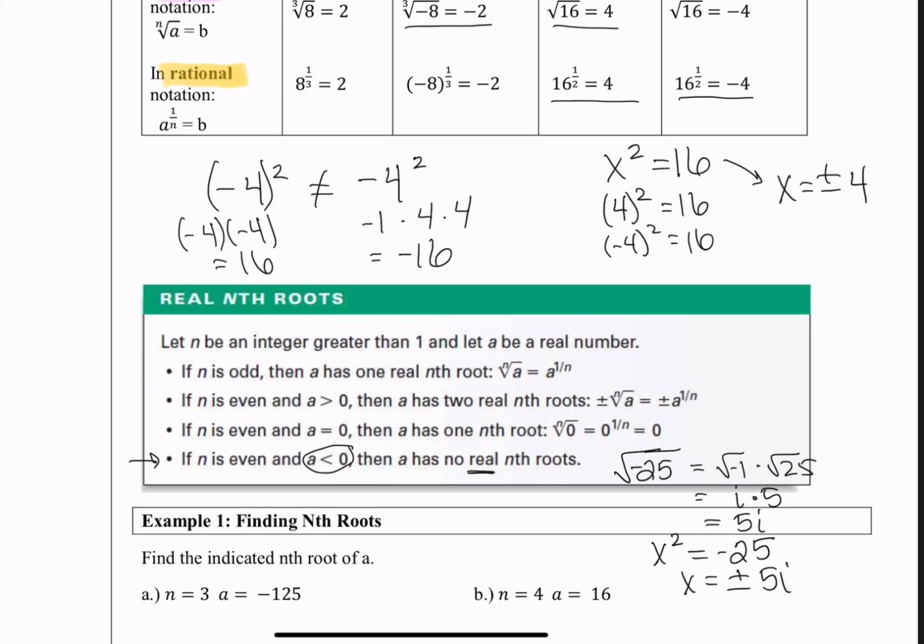And then the third bullet here is actually quite simple. So if n is even or n is odd, and a is equal to 0, well, any root of 0 is equal to 0. Let's think about it. The square root of 0, well, what number times itself gives you 0? 0. How about the cube root of 0? What number times itself 3 times will give you 0? 0. So no matter what the root is, you're going to end up with 0.